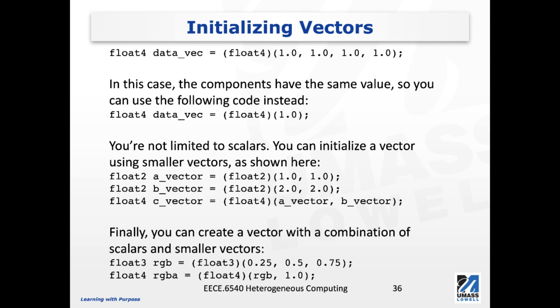To initialize a vector, we can use a very simple statement like this. So we declare data_vec as a floating point vector of size 4. Then we can put the initial values within this pair of parentheses, so that we know we're going to initialize these values: 1.0 to the first element, 1.0 to the second element, 1.0 to the third element, and 1.0 to the fourth element.